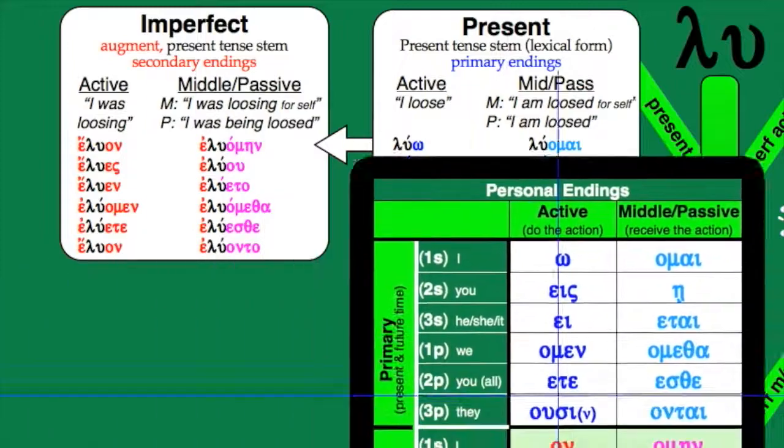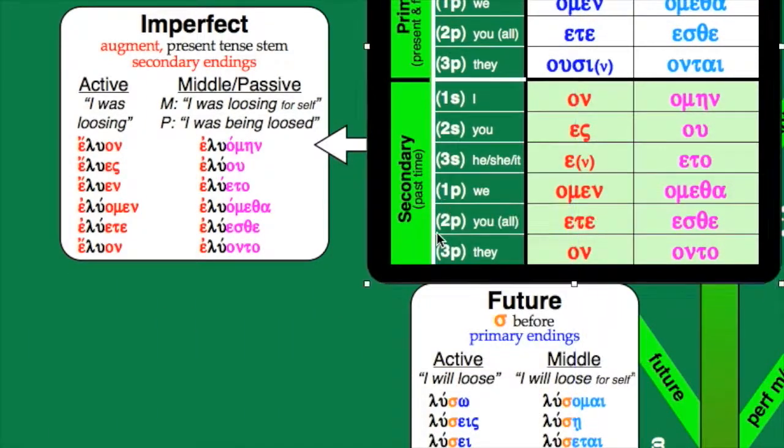Let's look a little closer at how those endings are put on, and you can see that we just take our secondary endings on this augmented present tense stem. So for example, eluon, right here, means I was loosing. Elues means you were loosing. Elue means he, she, or it was loosing. Eluomen means we were loosing. Eluete means y'all were loosing. And eluon means they were loosing. Now you might notice that the first person singular and third person plural are the same here. That's unusual, but in this case, context will have to tell you which you're talking about.